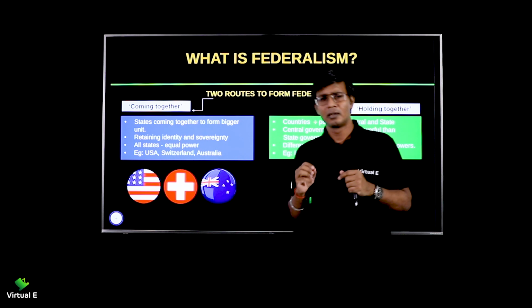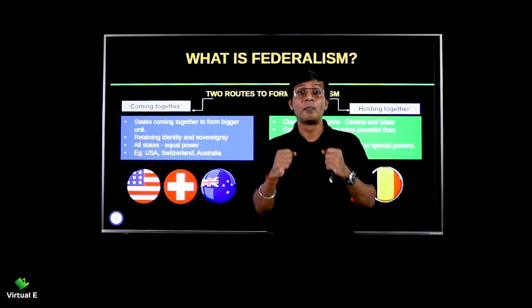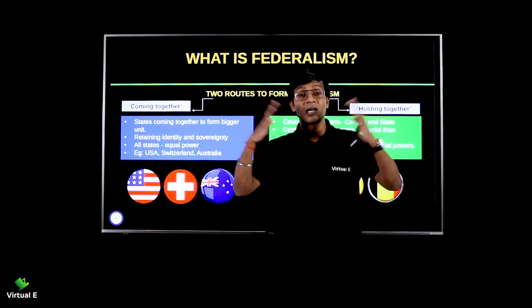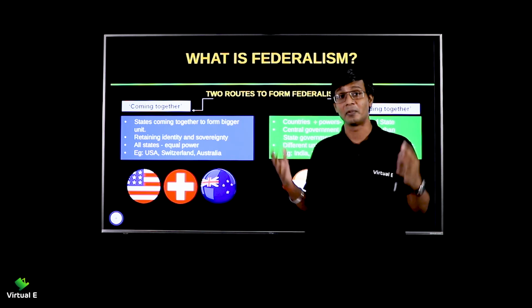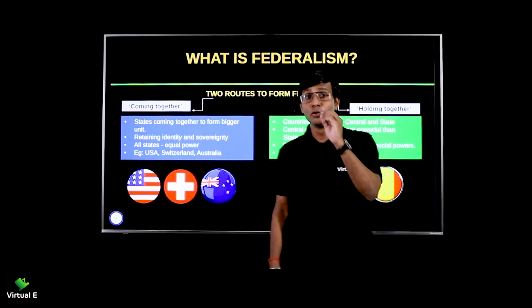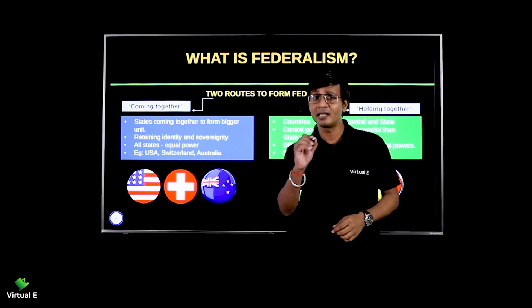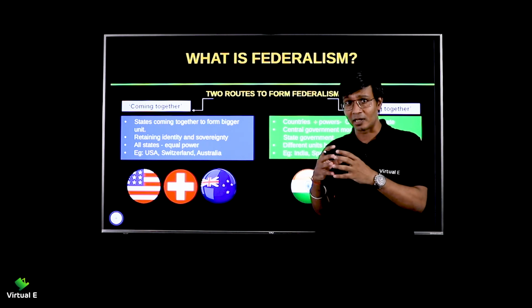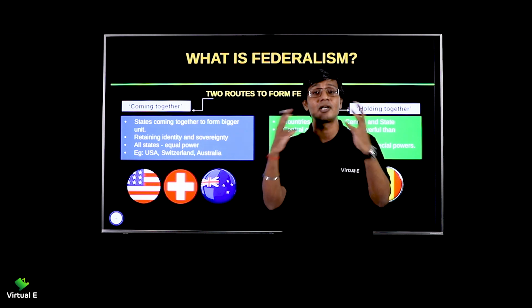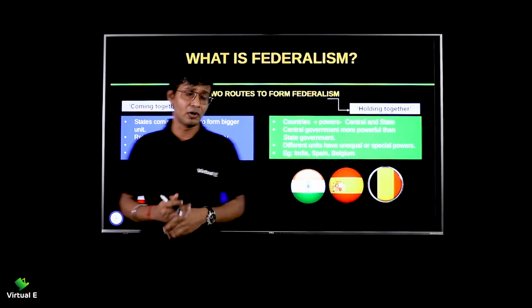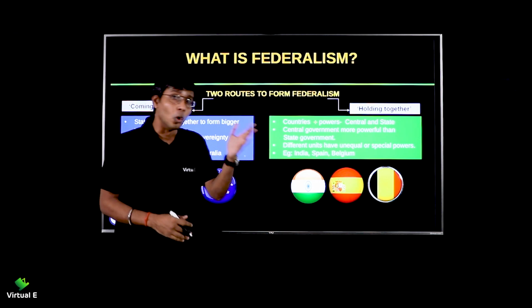And why? Because they want to be powerful. They do not want to get dominated by someone who is bigger in size or bigger in economy. That's why coming together. For example, USA, United States of America. So different states came together to form a bigger unit, larger unit, that is United States of America. You can have another example of Switzerland. Let's move to holding together.